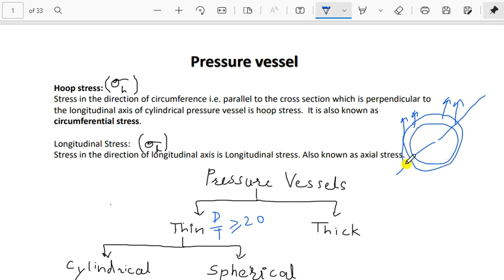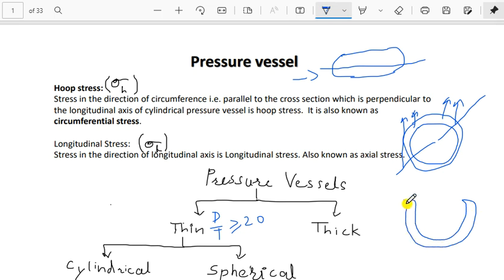But for clear vision, I will draw a cylinder here. Let us say this is the cylinder, like this. If I cut from here, not from here, for seeing these stresses I have to cut like this. Then what will I get if I look from this side? I will get a shape like this. And these stresses will be in this direction. Similarly to this figure. Now we will call this hoop stress.